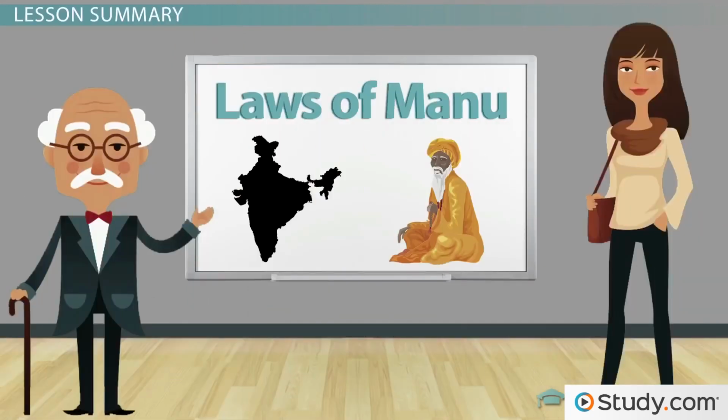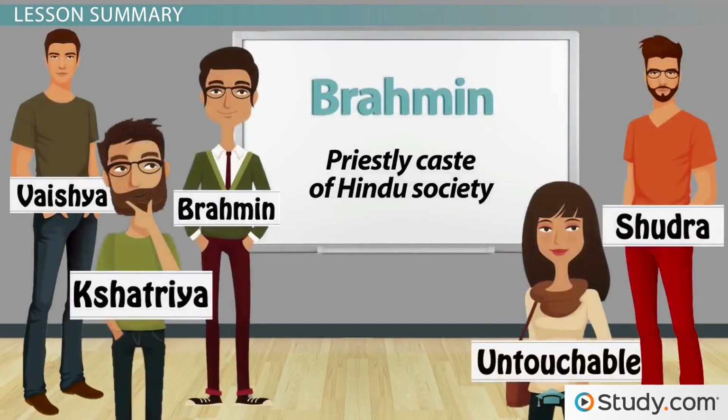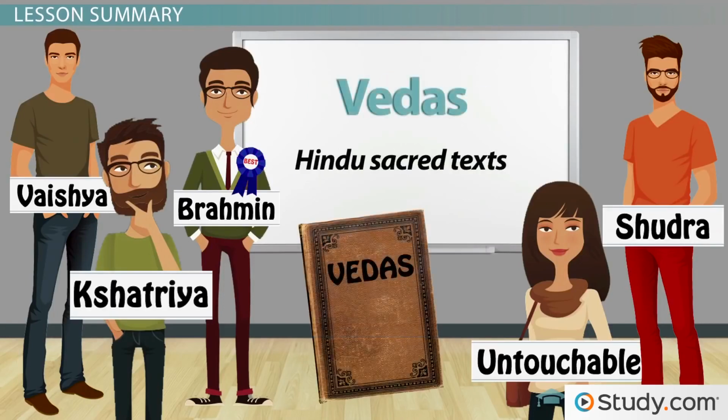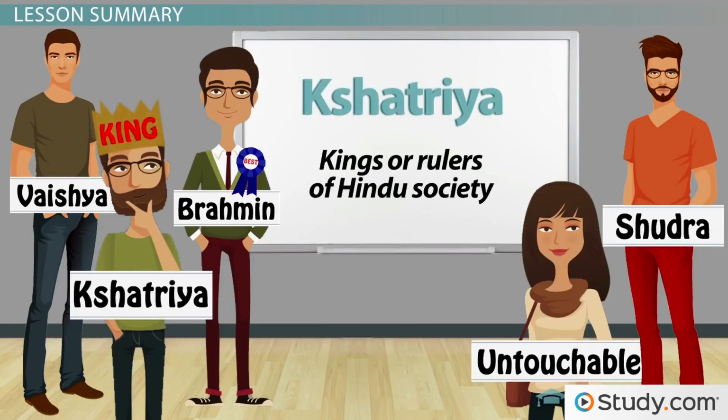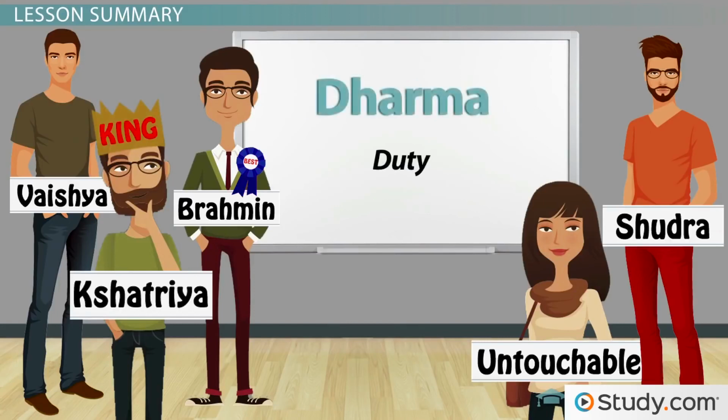The Hindu caste system is a complex stratification of Hindu society. Formed from the laws of Manu, it has governed much of Hindu history. At the top of Hindu society were the Brahmin. As members of this caste, Brahmins made up the priestly caste of Hindu society. For them was reserved the right to both study and teach the Hindu sacred texts known as the Vedas. Next were the Kshatriya. As members of this caste, the Kshatriya were the kings or rulers of Hindu society. Although they were very powerful, it was their duty or dharma to protect the other members of their culture.